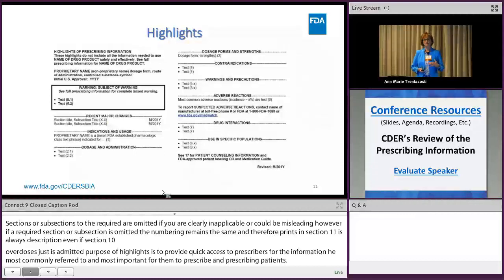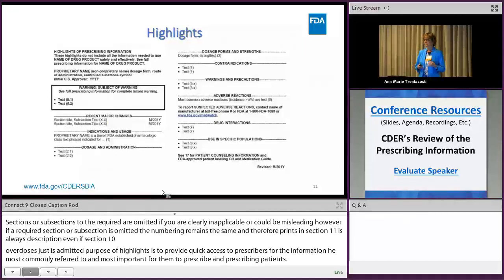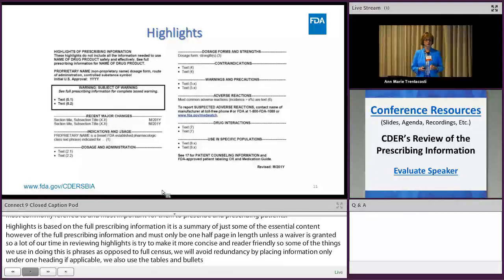So a lot of our time in reviewing highlights is trying to make it more concise and reader-friendly. Some of the things we use in doing this are, for instance, we use phrases as opposed to full sentences. We'll avoid redundancy by placing information only under one heading, if applicable. We also use tables and bullets. And we also very commonly will not include all the information from the full prescribing information and omit information that may be less important. For instance, not all warnings and precautions or drug interactions that are listed in the full prescribing information necessarily need to be included in highlights.